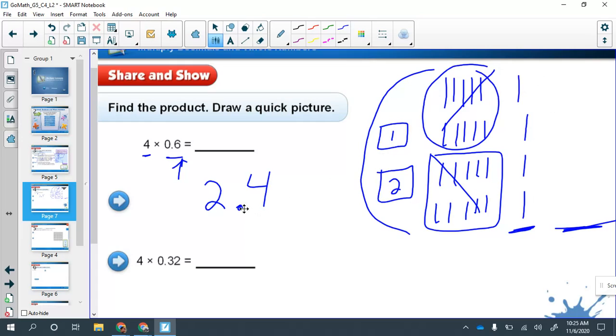Well, if we look at this number here, and if we ignore our decimal, we have the number 24 there, and then our 4 lands in the tenths place, right? So that's another way that we can think about that idea. All right.